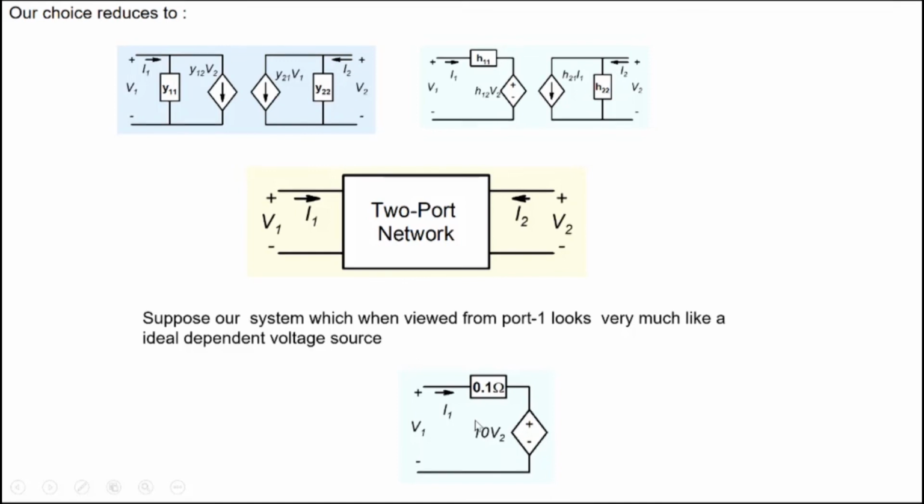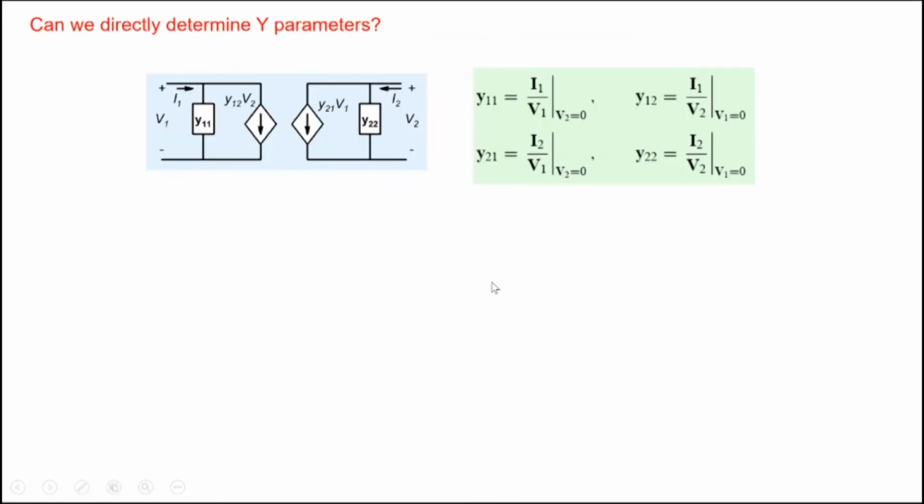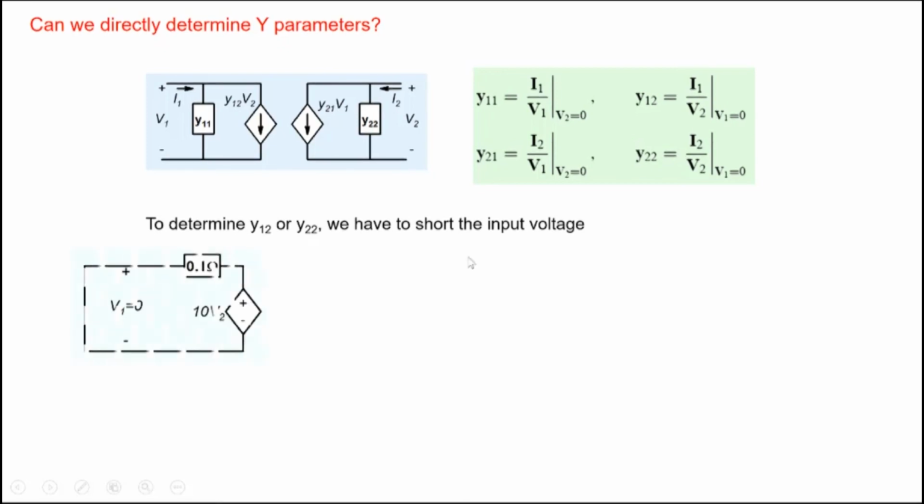Now from the input side, if it looks like this, let's see what happens if you try to determine Y parameters. To determine Y12 or Y22, you will have to short the input voltage, so you have this kind of circuit. Let's say for Y12, you apply V2 equal to 1 volt, and the input is shorted, so V1 is 0, and you would try to measure I1. So this is 10 volt here.